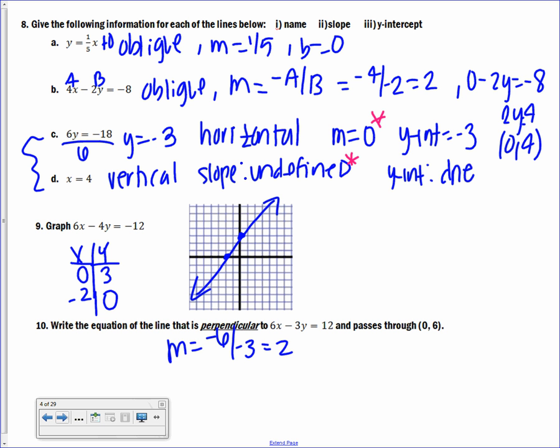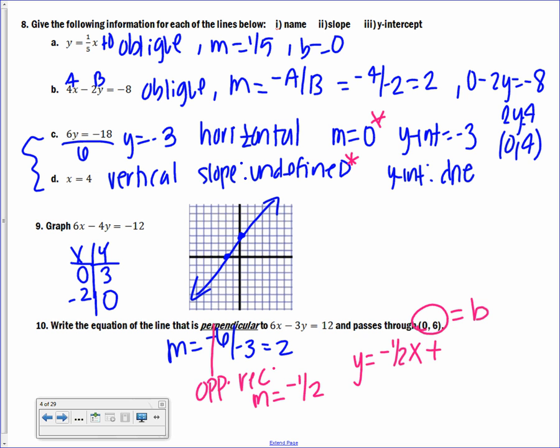Again, if you want to rewrite it, that's fine. Okay, so that means my slope for perpendicular means the opposite and the reciprocal. So the opposite reciprocal means that my line needs to be -1/2. So if I know my line has a perpendicular slope and passes through 0, 6, that is really the y-intercept. So my line is y equals -1/2 x plus 6. Okay? All right, let's try a few more.